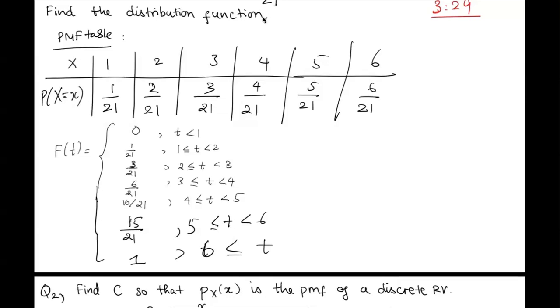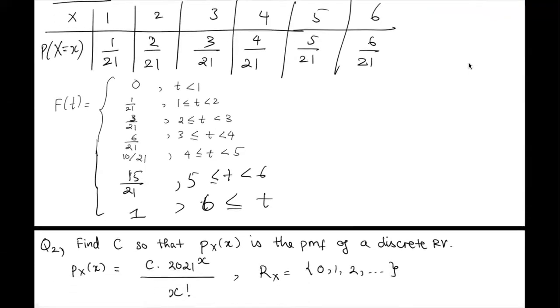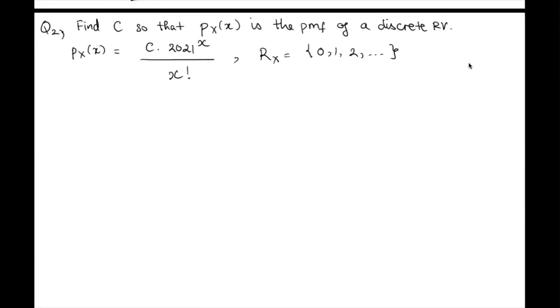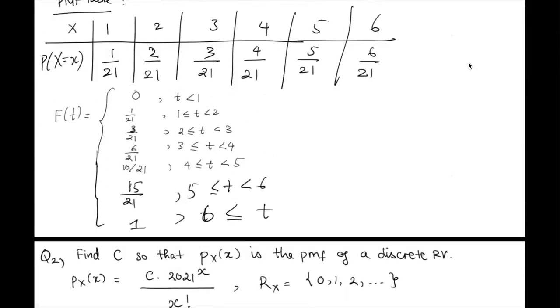Any question about this one? If there is no question, I will let you move on to question 2. Before you do that, I just want to say for the kind of question that asks you to find a constant such that some function is a valid PMF, you will need to use the fact that, yes.